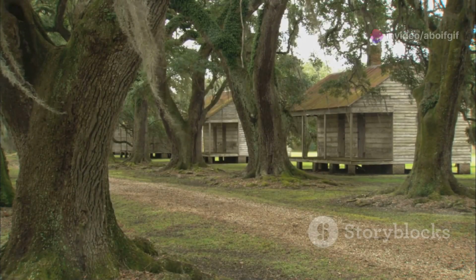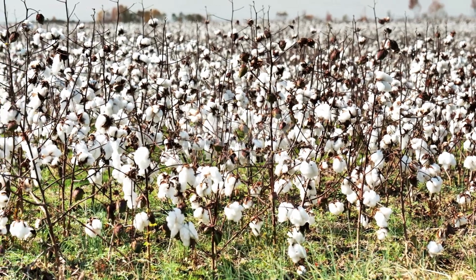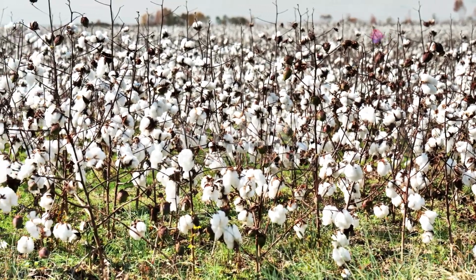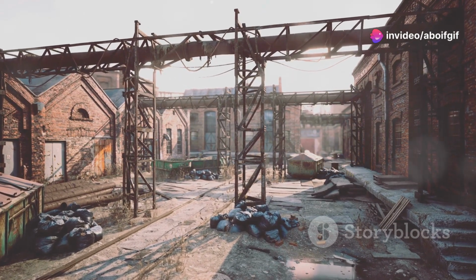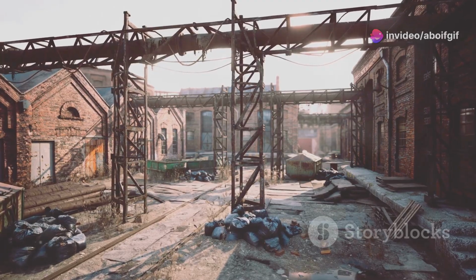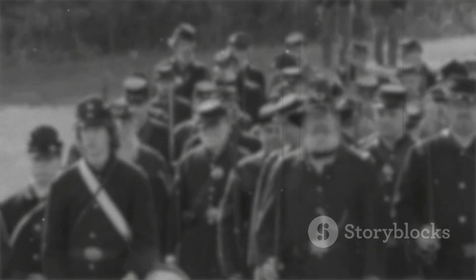Slavery was the most critical cause of the American Civil War. The Southern economy depended on it, with millions of enslaved African Americans working on plantations. The North, however, was moving towards industrialization and had largely abolished slavery. This fundamental difference created deep-seated animosity between the two regions.